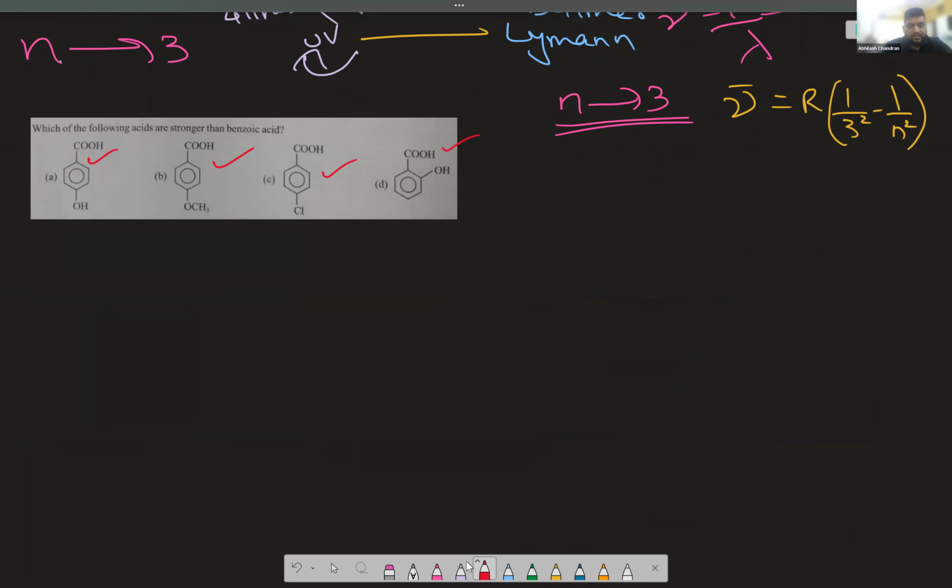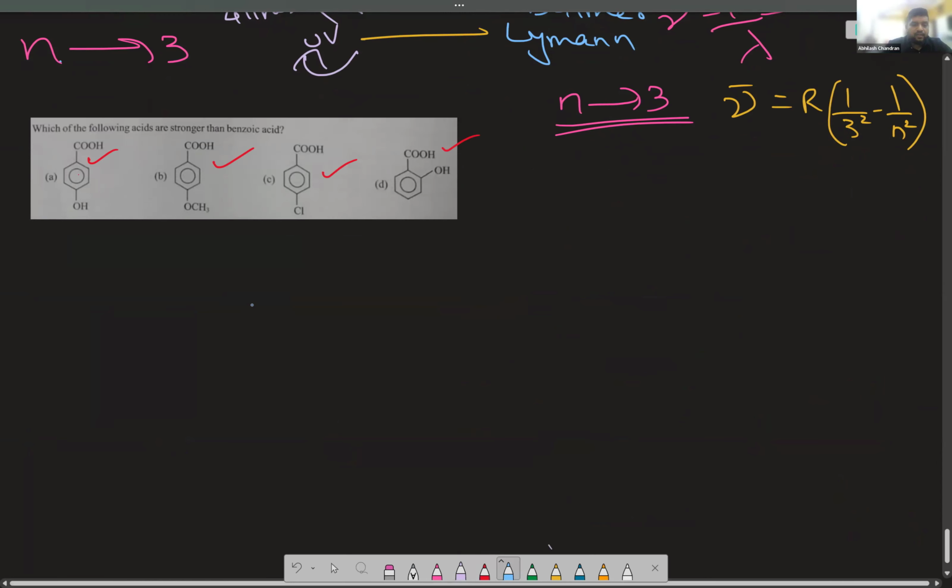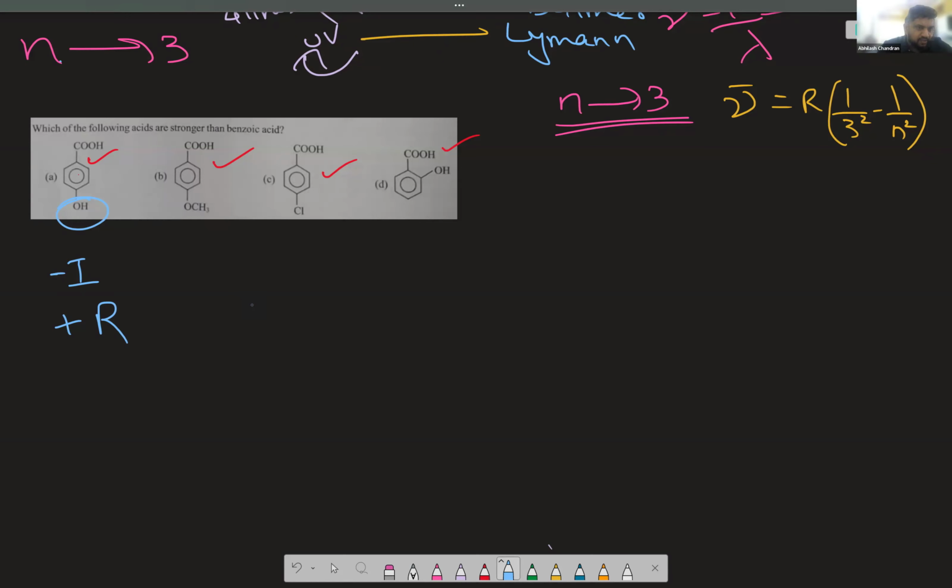Right? So as far as the groups that we have are concerned, this is an OH group. It has a minus I effect, but it also has a plus R effect, right? So it has that plus resonance effect because it has lone pairs on it. Your oxygen atom has 2 lone pairs here. So of course that can go into the ring, and that makes it an electron donating group, right? And same is the story with your methoxy group, OCH3. Oxygen has 2 lone pairs, so of course that can go into the system.